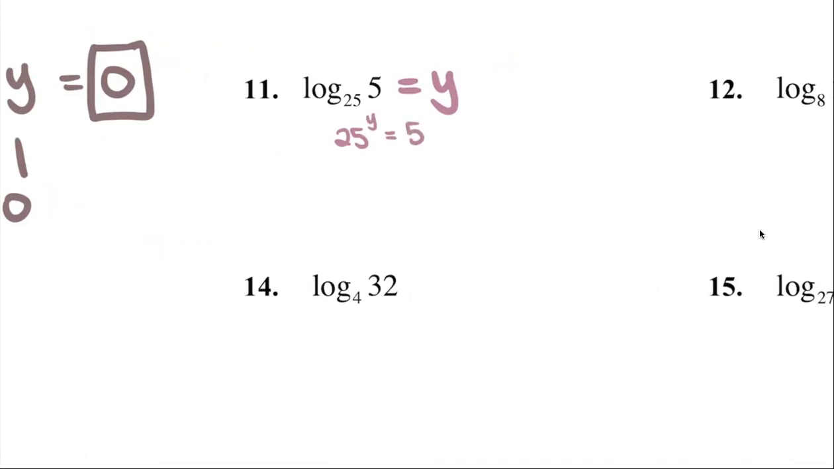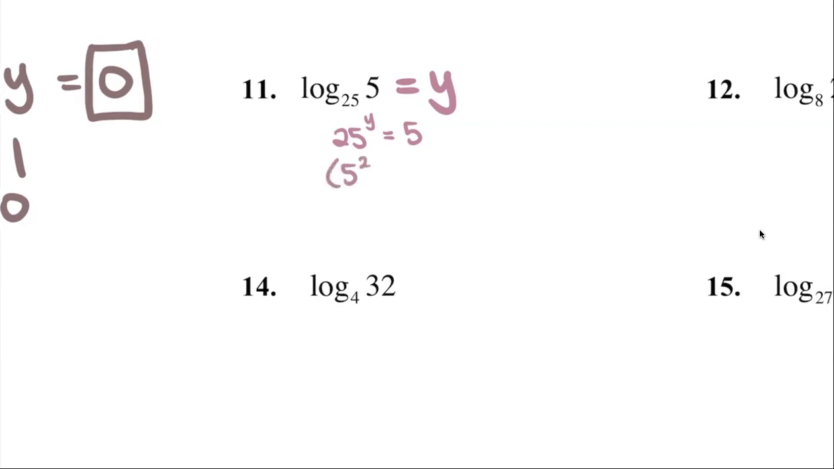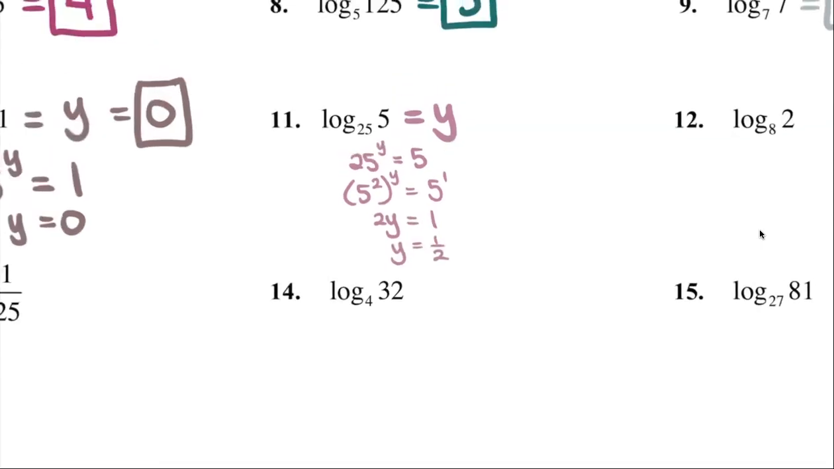Now this becomes a problem really similar to our stuff in lesson 2, 7.2. Get the same base. 25, I can substitute to be 5 squared. And now this is 5 to the first. Now you can actually just solve for y, right? Multiply the exponents. So you get 2y is equal to 1. Since we have the same base, we can do that. So we get y is equal to 1/2. All right, and that is your final answer.